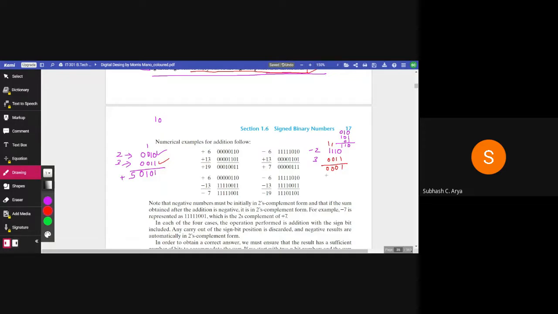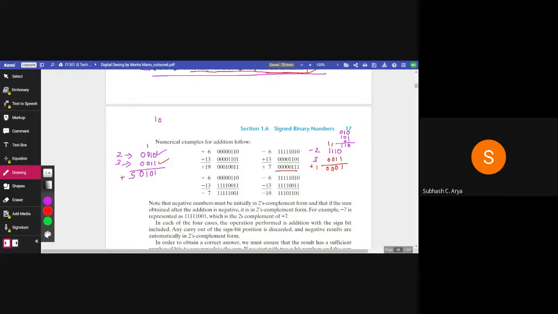So the answer is +1. -2 plus 3 will be +1. The answer is right. Sorry, I was confused about this. So this zero indicates a positive number, and 0 0 1 is 1. So the answer is okay now. Okay, convincing. Just say yes or no so that I can proceed.